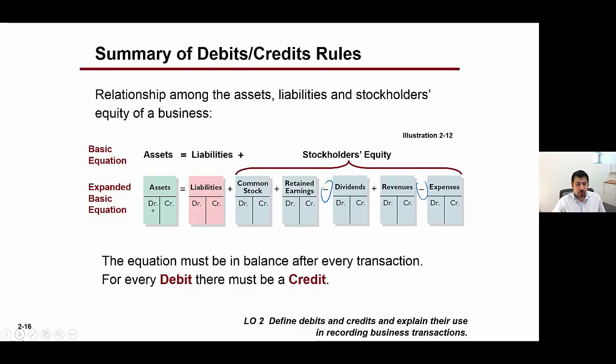So debits will increase assets, credits decrease assets. Liabilities decrease with debits, increase with credits. Common stock, debits decrease, credits increase. Retained earnings, same thing, minus plus. Dividends will be the opposite. It will be an increase with debits and decrease with credits. Revenues, again we go back to minus plus. Expenses, plus minus.